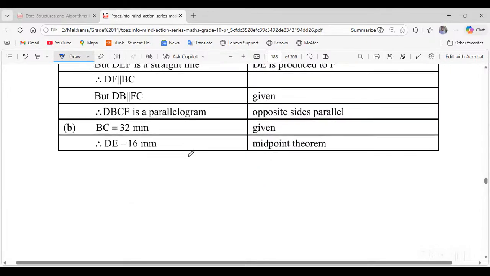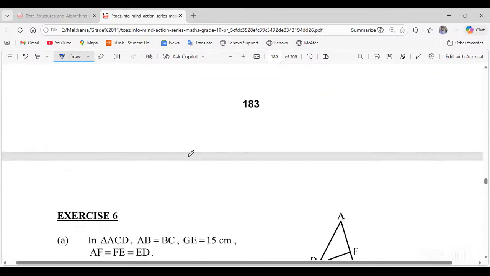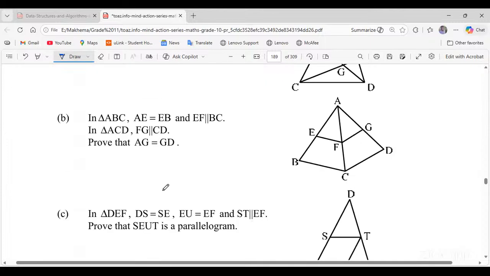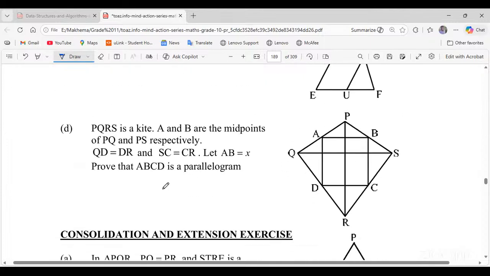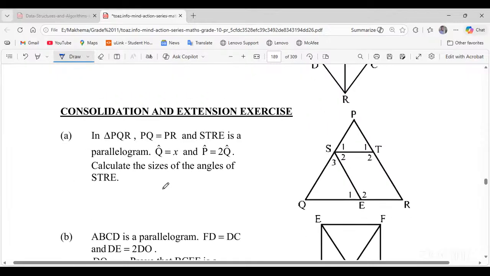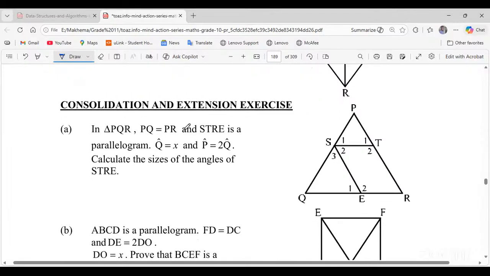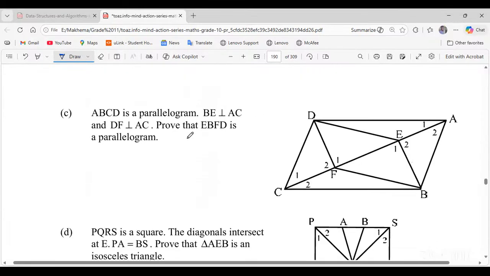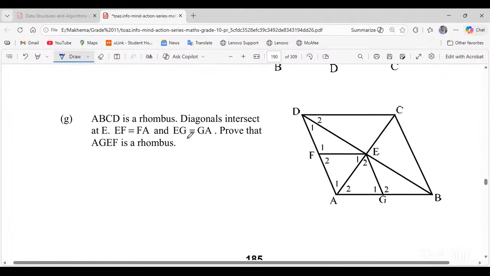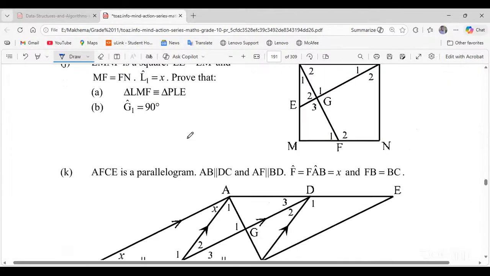Okay, now let's move. This is the exercise. It will be there in your paper as the test. And these are the exercises as well. Let's move.